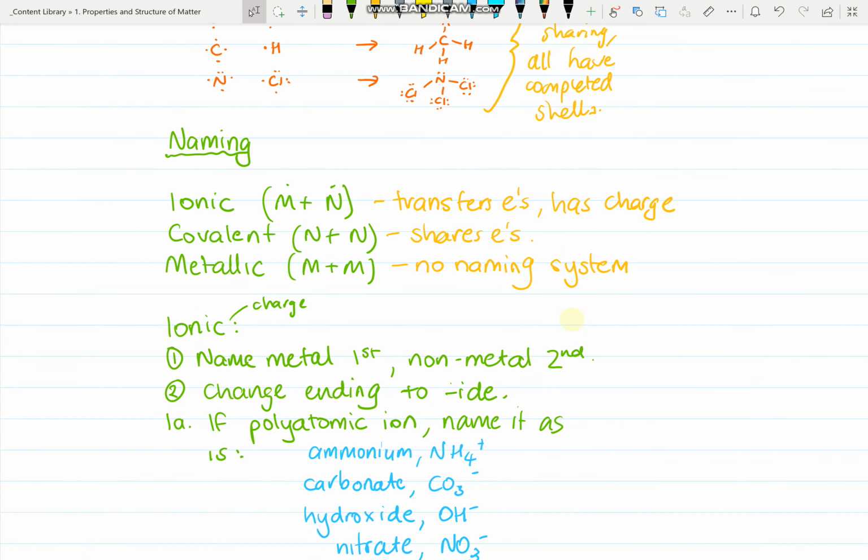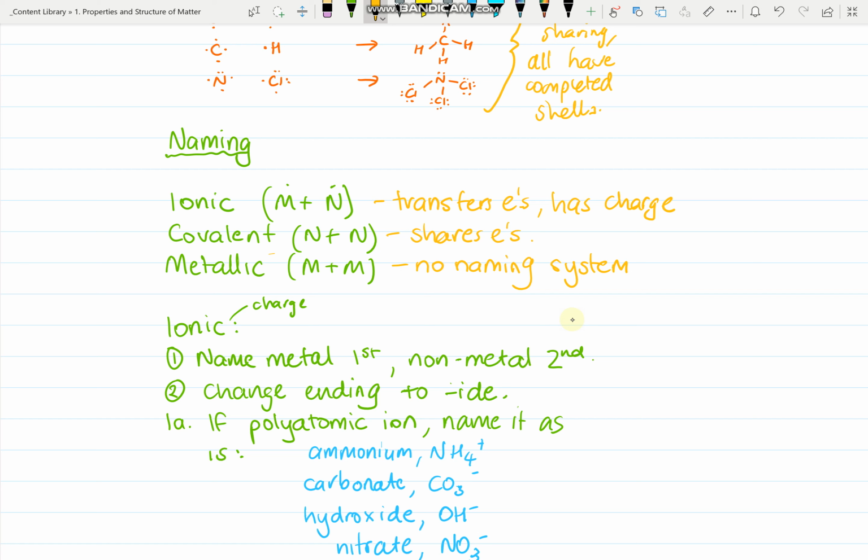First thing that you need to be able to do is look at the periodic table and go, what's a metal and what's a non-metal? Okay, and we'll get to that later. And if you recognize that it's a metal and a non-metal, you're in the ionic naming system. If you recognize it's a non-metal and a non-metal, you're in the covalent naming system. Co means sharing, valent means outer shell electrons, ionic means charge. And if it's metal and metal, or metal by itself, lucky for us, there's no naming system.